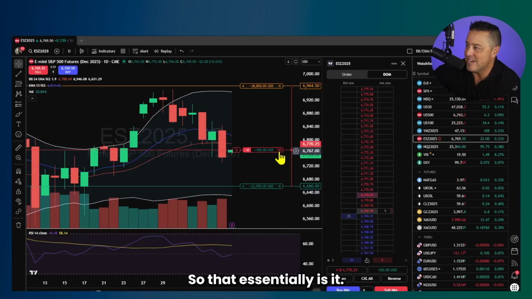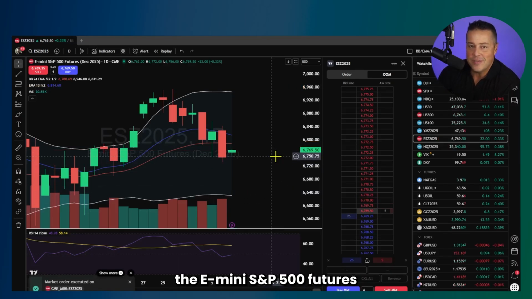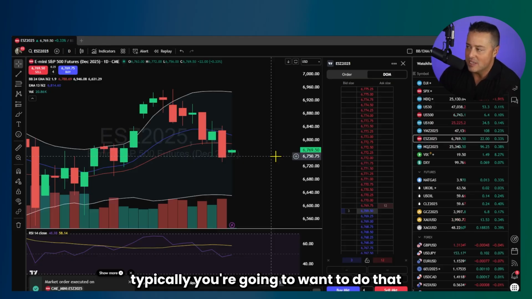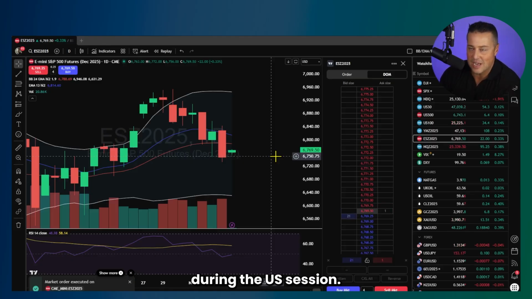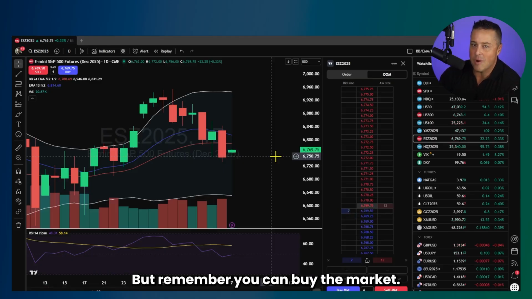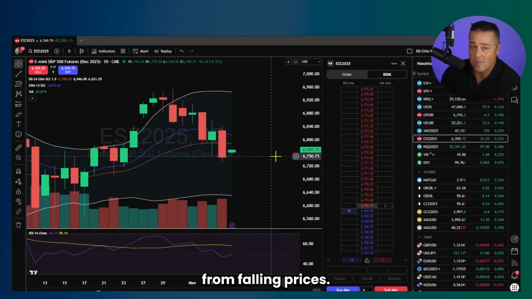So that essentially is it. That is how you trade the E-mini S&P 500 futures. Focus on when the market's at its most liquid and volatile, no matter what your approach is. Typically, you're going to want to do that during the U.S. session. But remember, you can buy the market. You can make money from rising prices. You can sell the market and make money from falling prices.